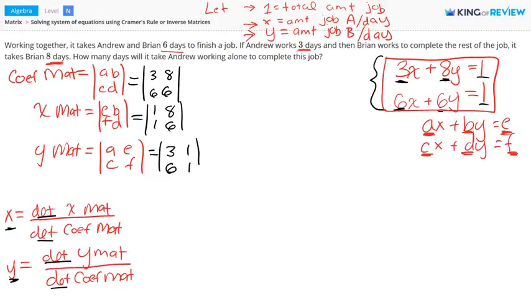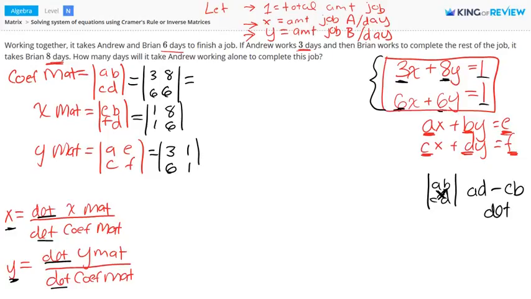A determinant is a real number associated with a square matrix. So let's say we have a matrix with entries A, B, C, D. To find the determinant, we're going to take the product of the main diagonal, so AD, and then we're going to subtract the product of the entries in the other diagonal, CB. So we have AD minus CB. This will give us the determinant.